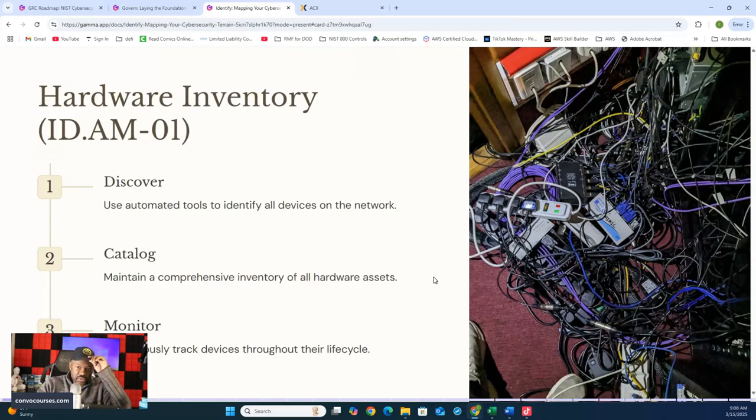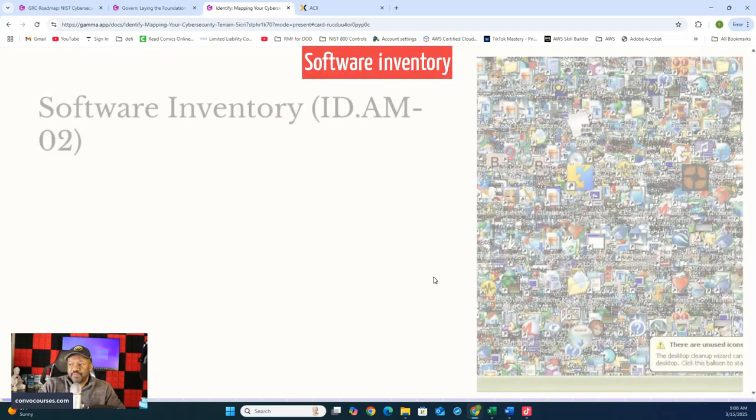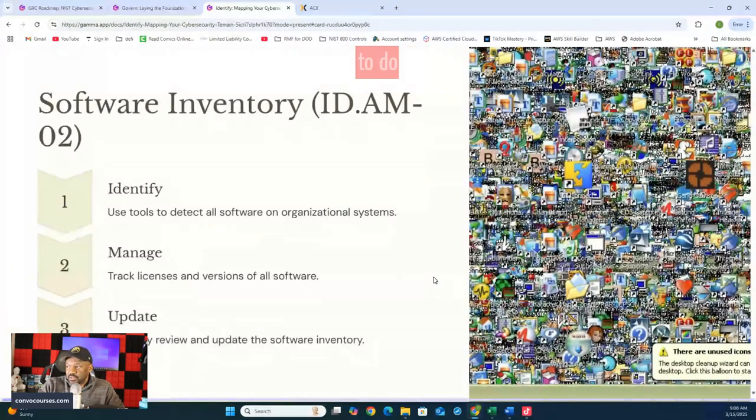When organizations don't know this, it's really, really hard to protect things you don't know are in your environment. Software inventory is much more difficult to do because an organization can have literally thousands of pieces of software. You can have hundreds of pieces of software just on one system. So identifying the software in your inventory, in your environment, is super important.